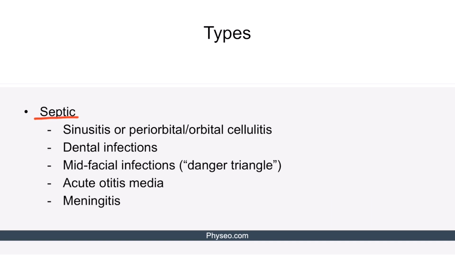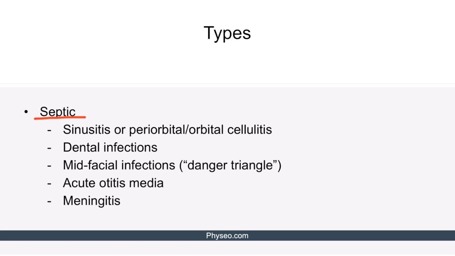Let's move on to the septic causes of cerebral venous thrombosis. Any infection of the head and neck region can potentially cause cerebral venous thrombosis. Sinusitis can induce spread of infection from the paranasal sinuses to the dural venous sinuses. Infection can also spread to the cerebral veins and sinuses from periorbital cellulitis, orbital cellulitis, and dental infections.